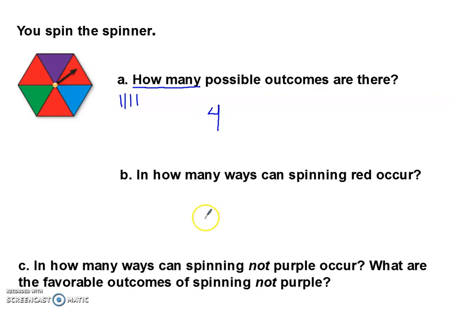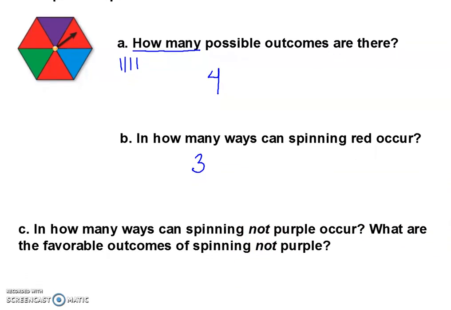Now, as I'm looking at my spinner, 3 of the wedges are red. That's how many ways I could spin red. 3 ways. 3 wedges. 1, 2, 3. Let's look at the last one. It says, in how many ways can spinning not purple occur? So how many wedges are not purple? 1, 2, 3, 4, 5. There are 6 wedges. 1 of them is purple, so there are 5 wedges that are not purple.